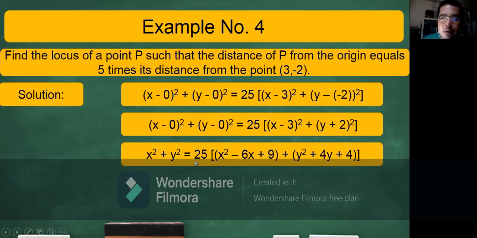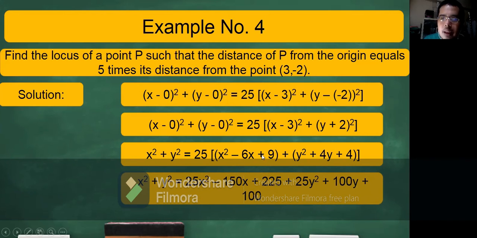So distributing 25 to all the terms inside the parentheses, this will become x squared plus y squared, which is equal to 25x squared, minus 25 multiplied by negative 6x, that's negative 150x, plus 25 multiplied by positive 9, that's 225, plus 25y squared, plus 25 multiplied by 4y, so this is 100y, and 25 multiplied by 4, that's 100.